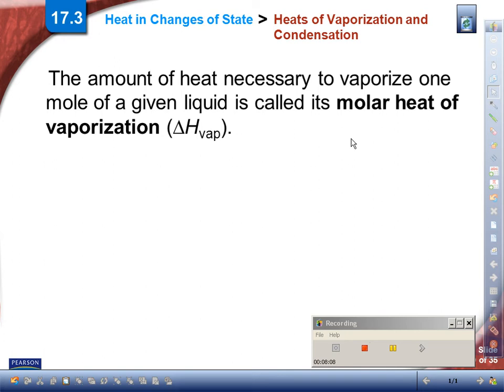Now for water, that's much bigger, because now I'm breaking those bonds apart, and the water is completely leaving the other waters and turning into a gas. So for water, the molar heat of vaporization is 40 kilojoules.